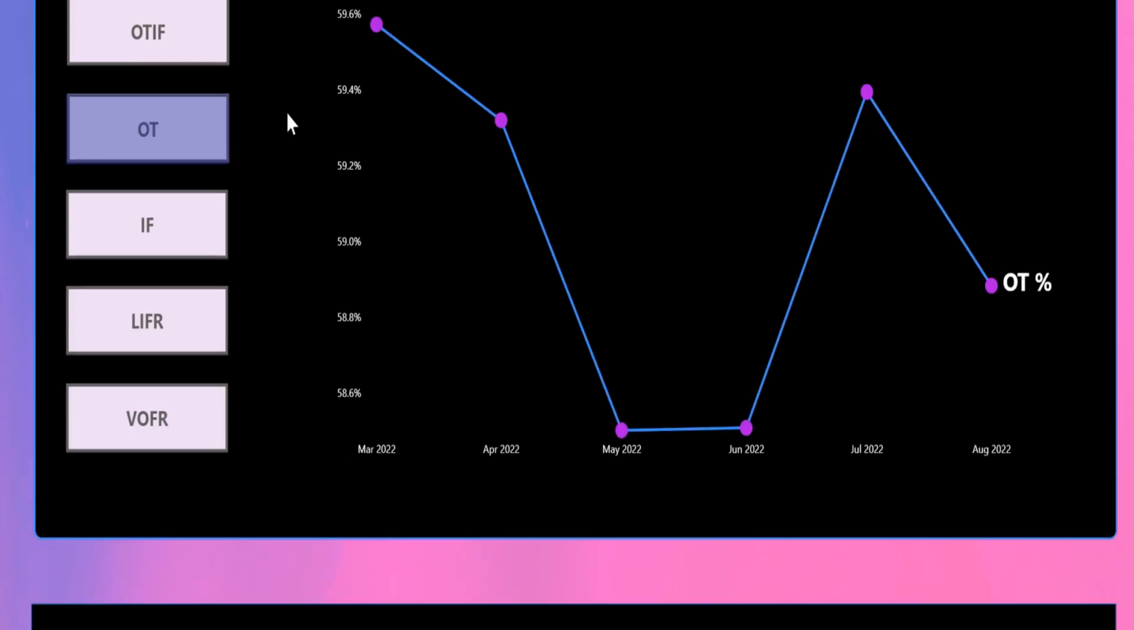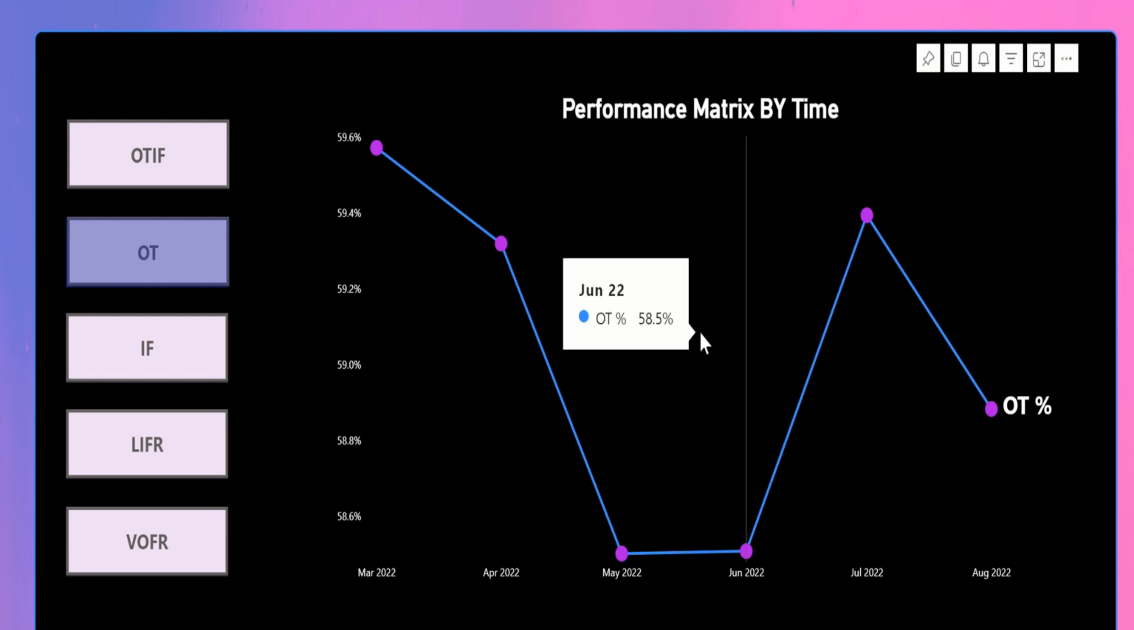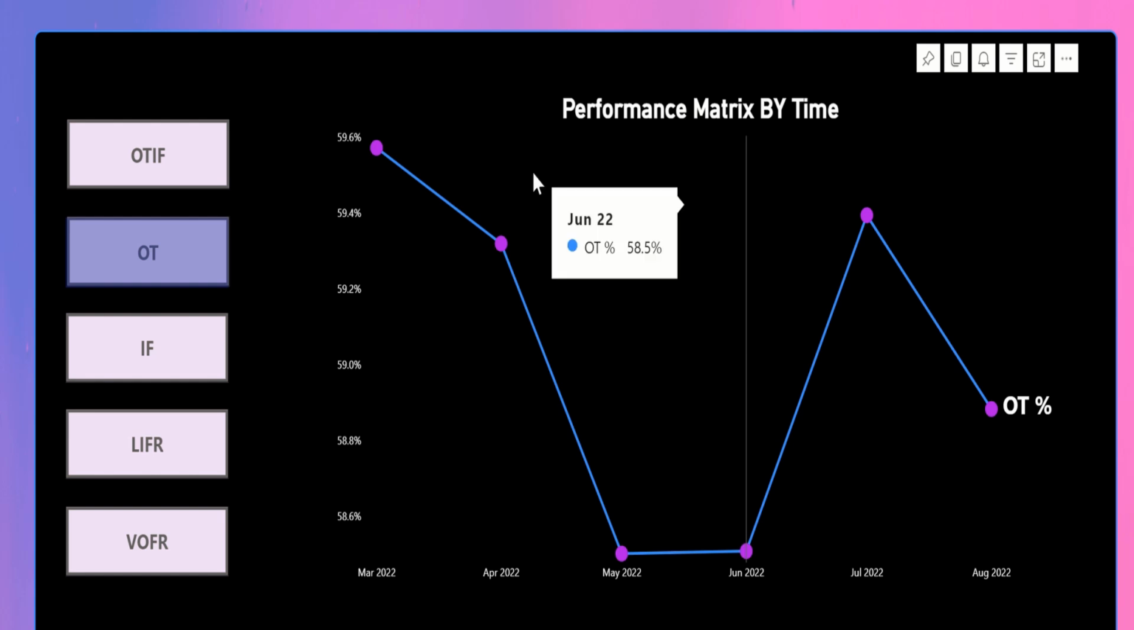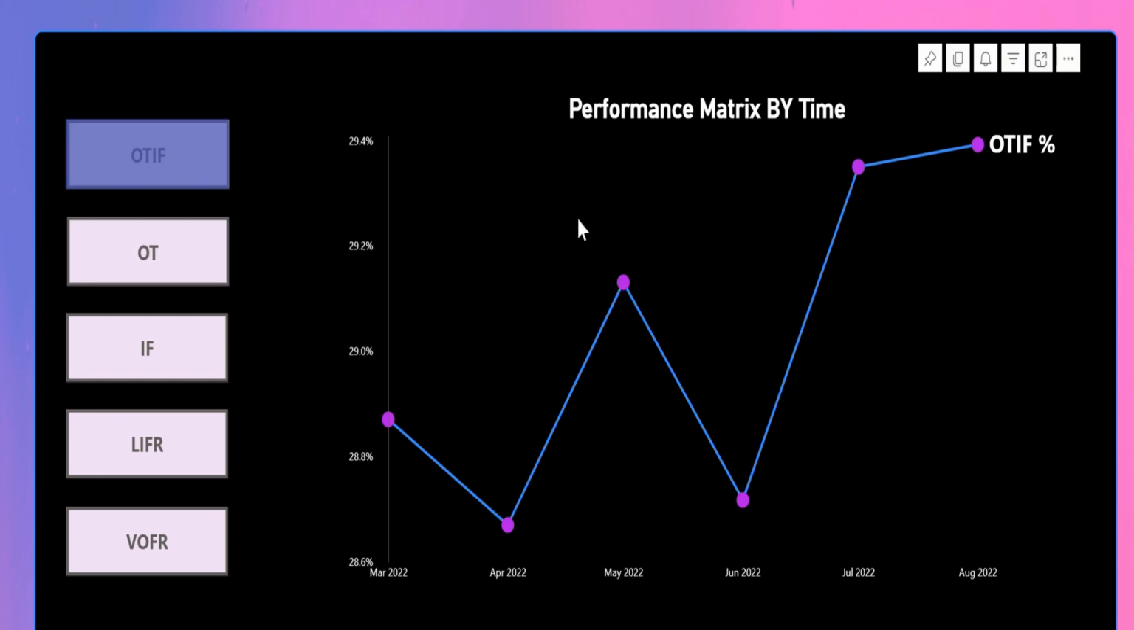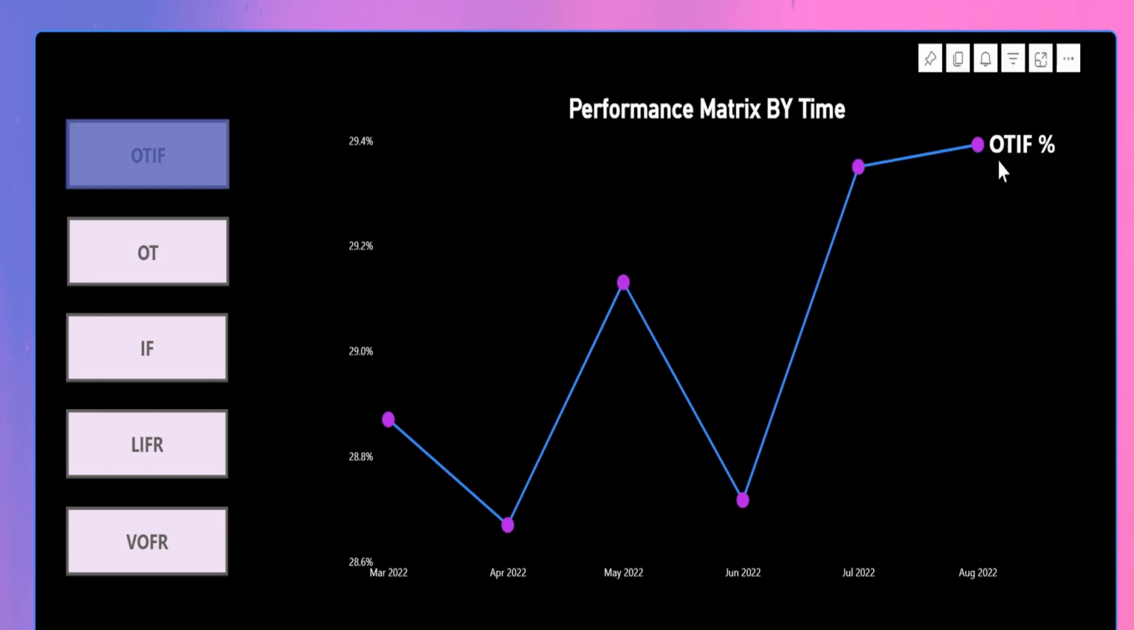So this visualization basically shows the trend of 5 major metrics, okay. So now you are seeing OT measures performance over time, or we can say performance over month. But if you click here, you will see OTIP measures performance over time. I think OTIP is doing better than OT.